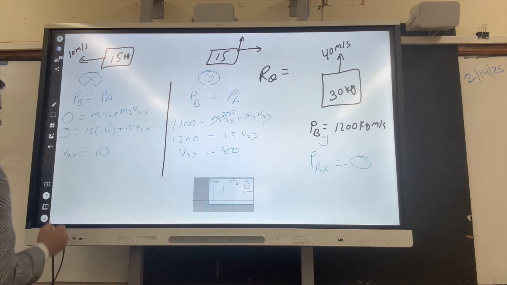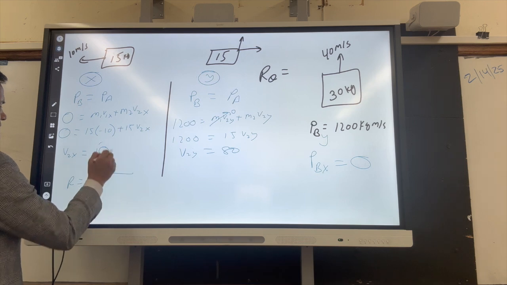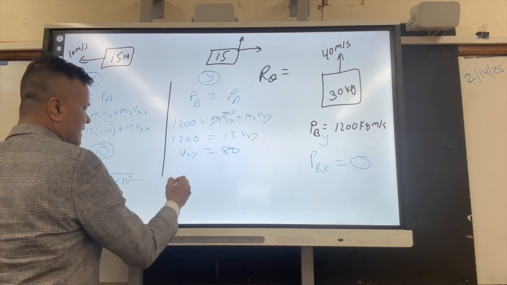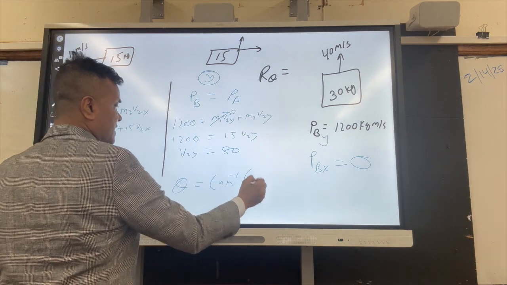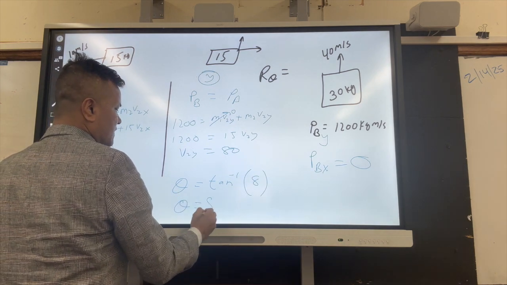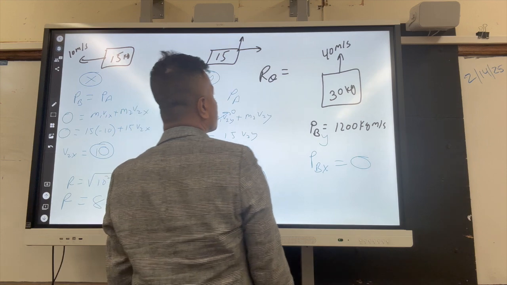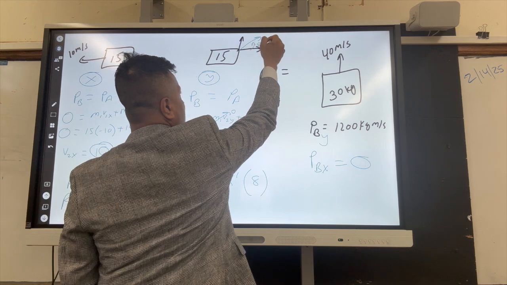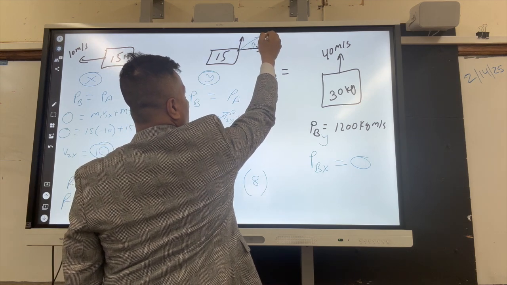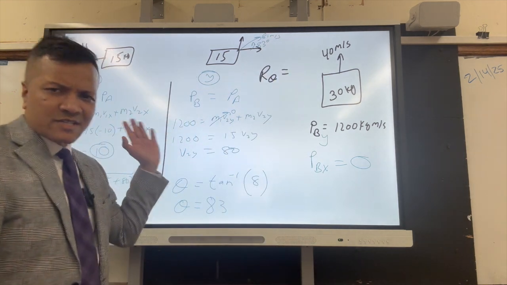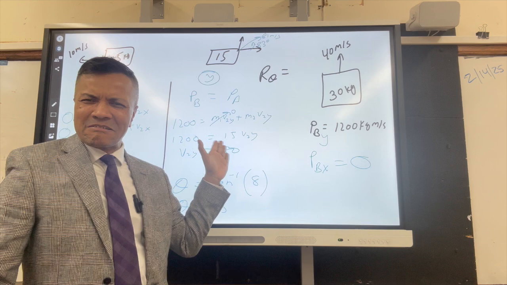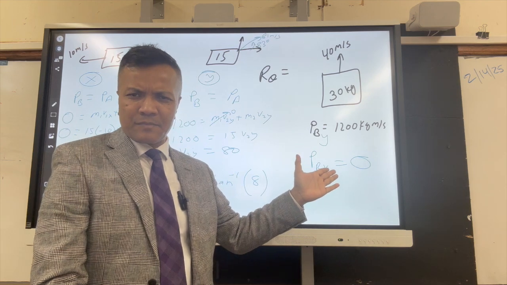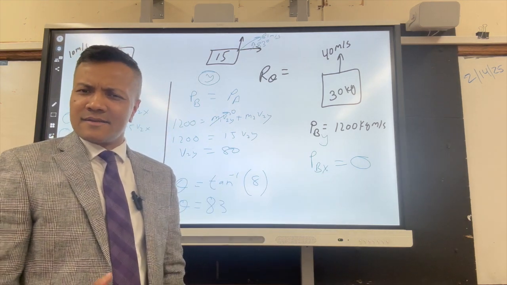Okay, so now the resultant is the square root of 10 squared plus 80 squared. So the resultant is 81. Theta is tangent inverse of 8, so theta is 83. So the granite is moving in what direction? 83 degrees, at 81 meters per second. This one is moving, of course, 10 meters per second at 180 degrees. This one is moving 81 meters per second at 83 degrees. In both cases, when we say degrees, we mean with respect to x.